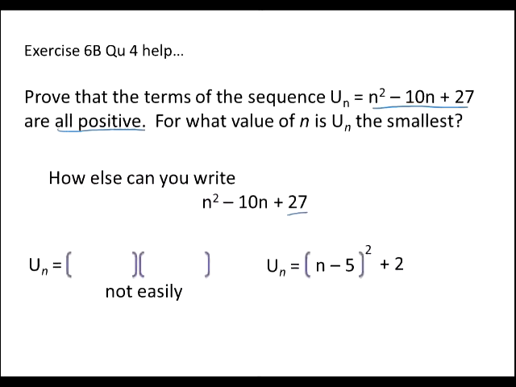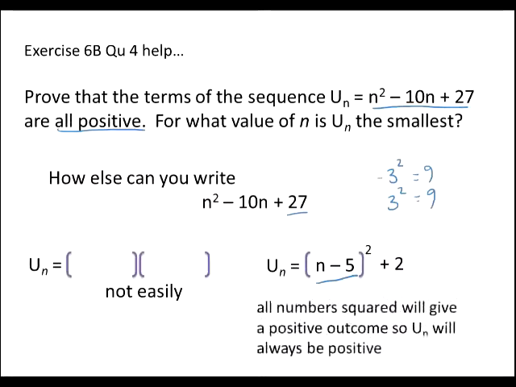Because what happens when you square a number? Any number, whether it's positive or negative, when you square it, it'll be positive. For example, minus 3 squared, well, that's 9. 3 squared is also 9. So it doesn't matter whether the outcome of this bracket is positive or negative. When we square it, it's going to be positive, especially when we add 2 to it. So all numbers squared will give a positive outcome, so un will always be positive.